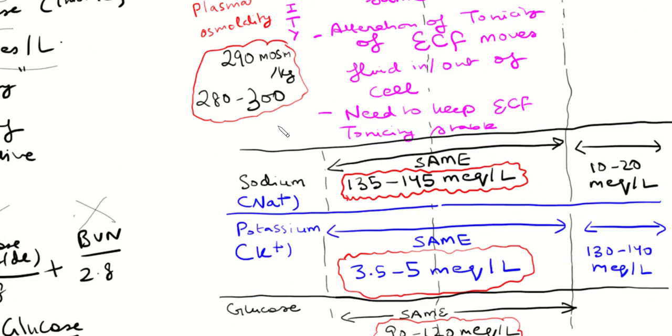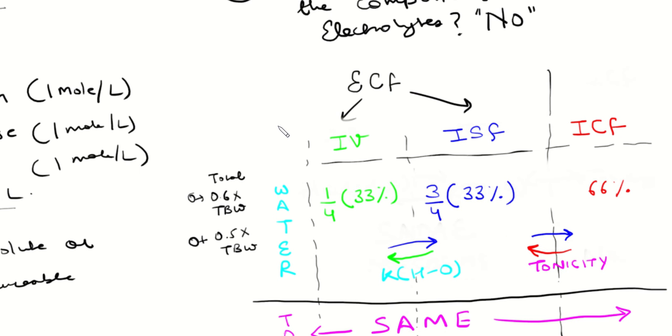So let's go through it together. And this actually gives you a very good idea. So water, right? What's the total amount of body water? Remember, 0.6 times total body weight for men, and for females 0.5 times total body weight. That's the total amount of water. 66% or two-thirds is there in the intracellular space, 33% is in the extracellular space. Three-fourths of that 33% is going to be in the interstitium, and then one-fourth of it is going to be in the intravascular. And then there's exchange.